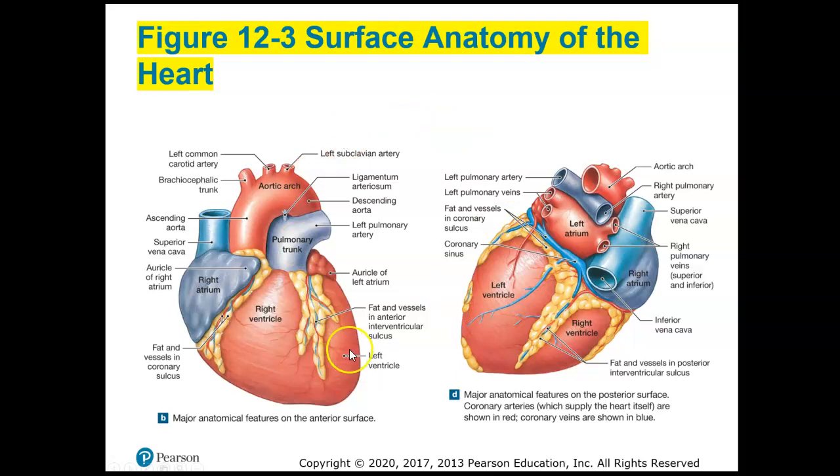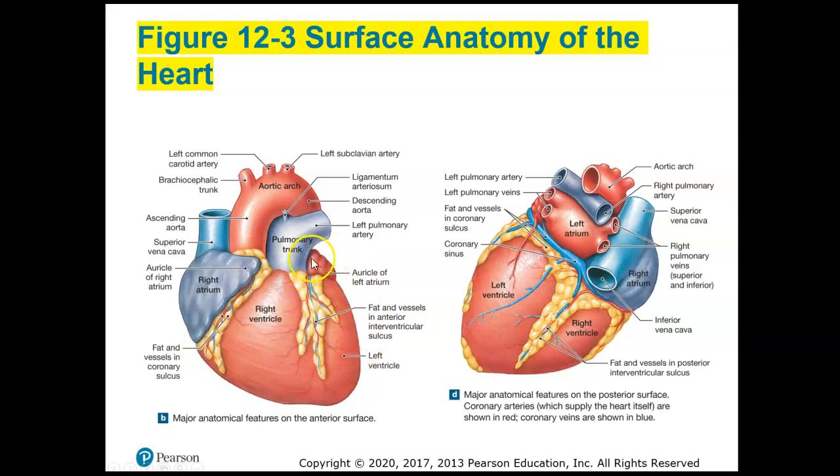All right, so this is some surface anatomy of the heart. I'm going to go over every one of these structures. This is an anterior view of the heart. This would be like if you were looking down into someone's chest. You would see more of the right side of the heart, because some of the left side structures are in the back. So we've got the right atrium, the right ventricle, and then this little depression that contains fat and blood vessels, called the coronary sulcus.